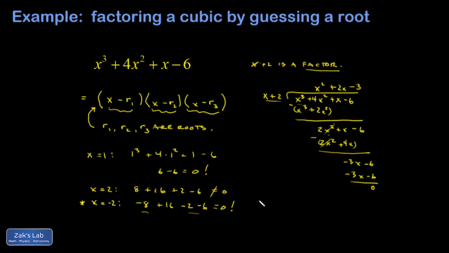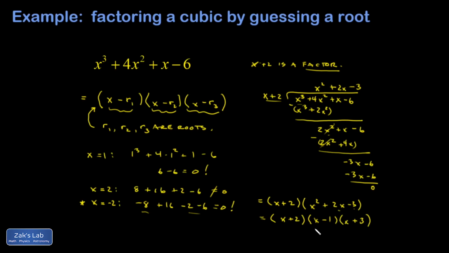All right, so what I've just figured out is that my original cubic expression could be written as x plus 2 multiplied by x squared plus 2x minus 3. And when I factor the quadratic part, that's a quick guess and check. And it looks like it's going to be a positive 3 and a negative 1. Just checking real quick, that's x squared plus 3x minus x. That gives me 2x minus 3. So that all looks good.